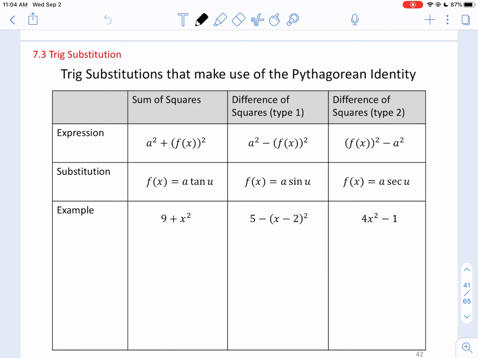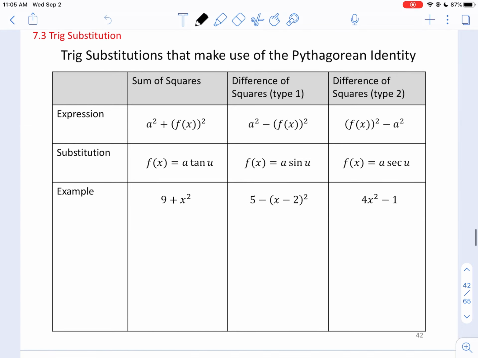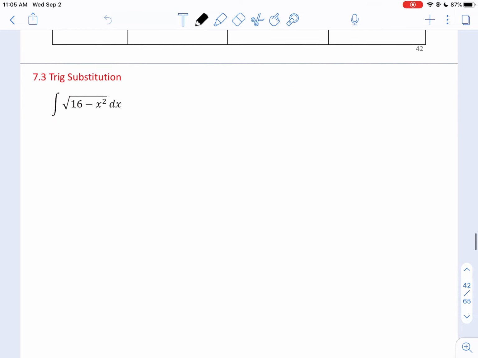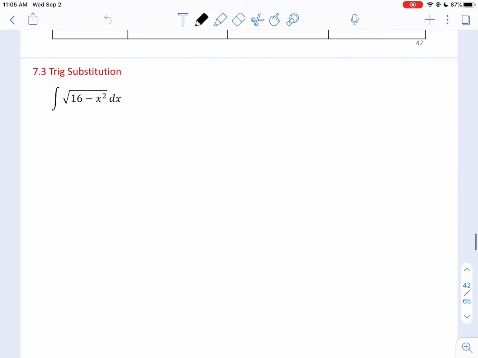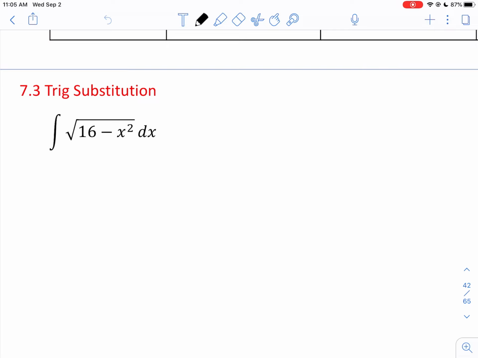Hello, calculus students. On the topic of trigonometric, or just simply trig substitution, which is a method for approaching certain kinds of antiderivatives, I'm actually going to temporarily skip this slide and just show you the magic of trigonometry on doing an integral such as this one.